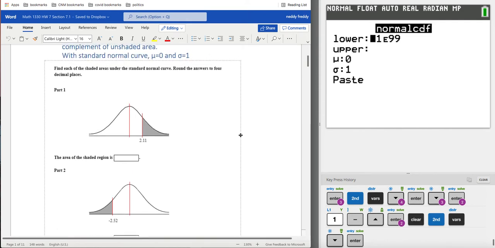And these I find to be actually a lot easier than the binomial. It's kind of the same idea, but you don't have to worry about the wording, whether it's fewer than 3 versus 3 or fewer, that sort of thing. You can always do the same thing here. First, you want the lower bound of the shaded area. Our shaded area starts with 2.11 and goes on to infinity.